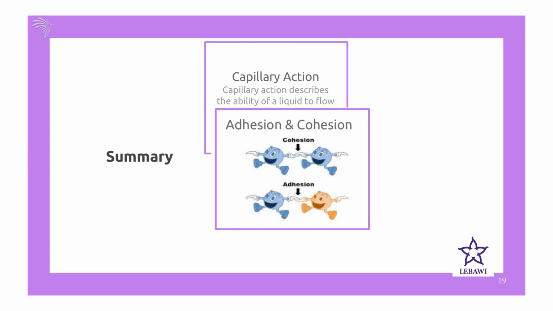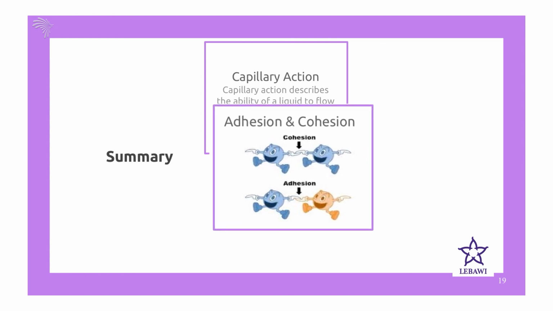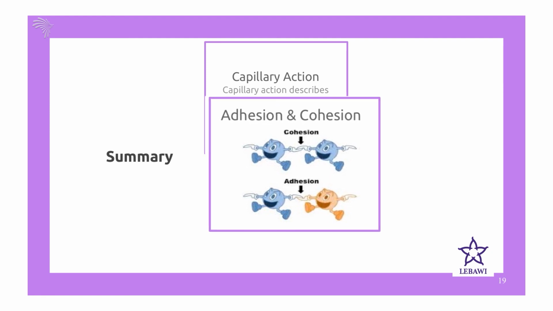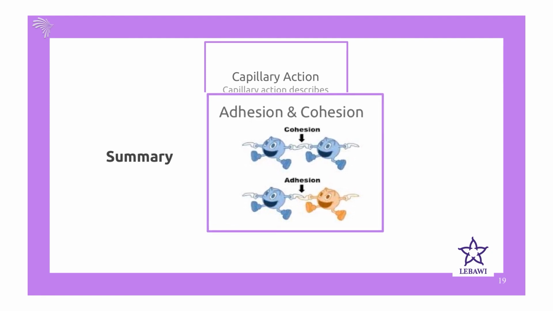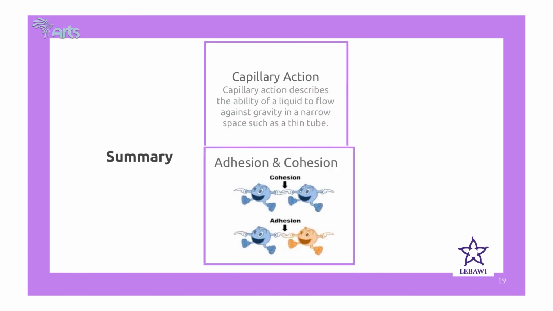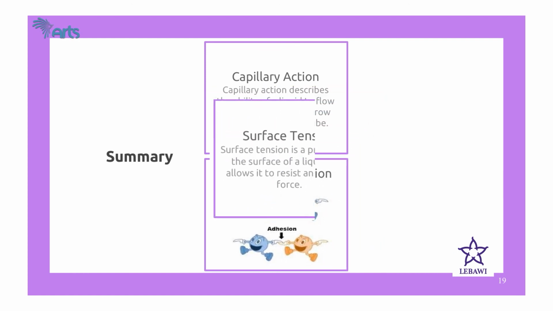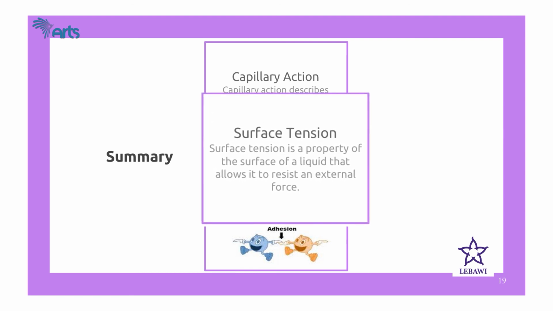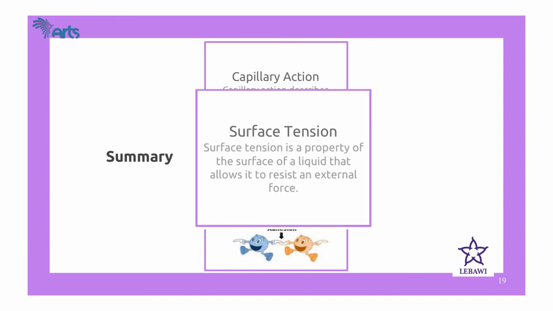When you say cohesion, it is molecular force between like molecules. It's an attractive force between like molecules. But adhesion is an attractive force between unlike molecules. And again, we have seen something about surface tension. So surface tension is a property of the surface of a liquid that allows it to resist an external force.